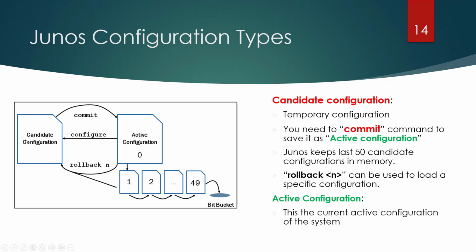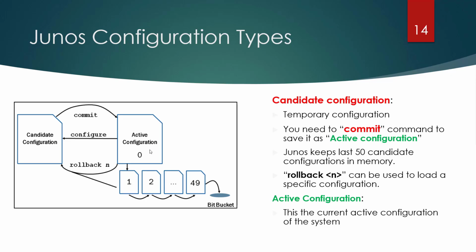You can see that whatever you configure is in the candidate configuration. It's not active yet. It's not changing anything on the device. It's not impacting the device. As soon as you do the commit, it is copied to the active configuration, and the active configuration has the number 0. Your system can keep up to 50 configurations, including the active configuration, so 0 to 49, right? When you configure something, it is placed into the candidate configuration, and you can use the commit command to make it the active configuration.